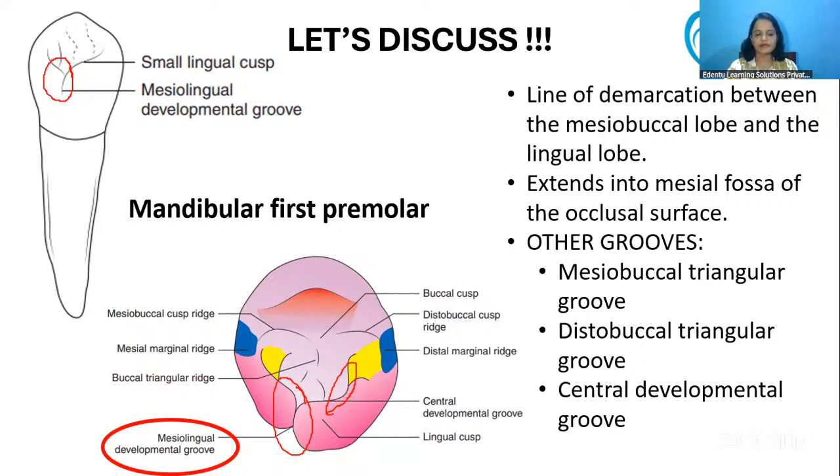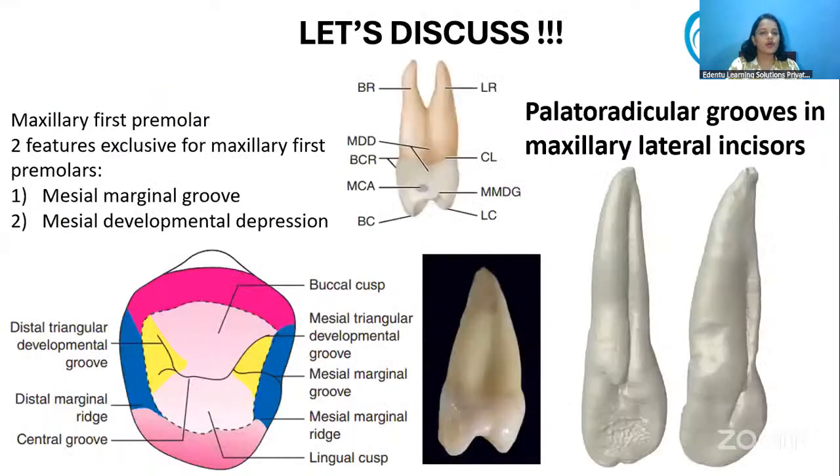Sometimes while looking at the occlusal view, because of this mesiolingual developmental groove, it usually gives the occlusal surface a snake eye occlusal pattern. This snake eye occlusal pattern is also usually seen only in the mandibular first premolar. Now, other than this, there are some other important anatomical features that you should know.